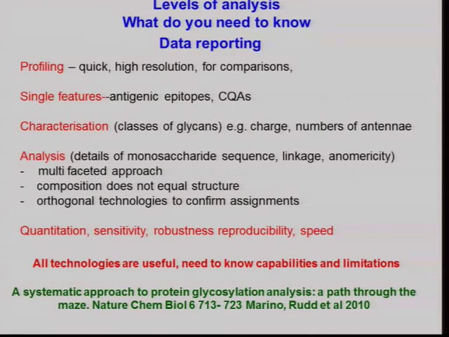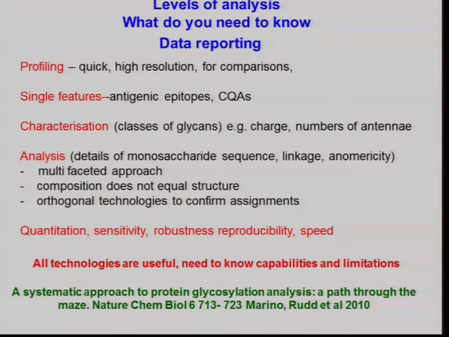You might want to quantify the numbers of the antennae. How much is biantennary, how much is tetraantennary. And if you're doing a basic research project, of course, you definitely need to know details of monosaccharide sequence, linkage, anomericity. And in order to determine that, you need a multifaceted approach, because no one way of doing glycan analysis will give you all the information that you need.